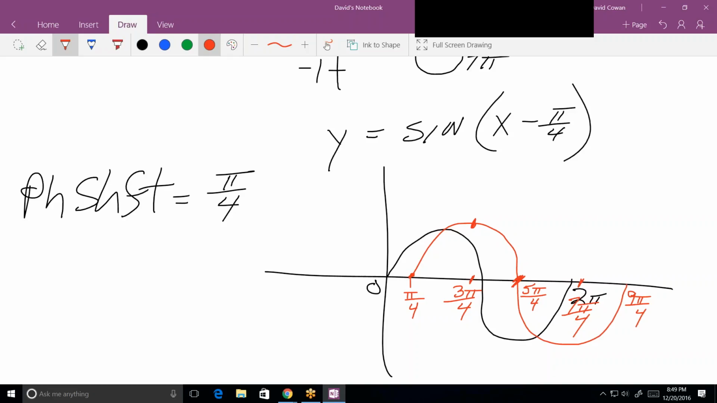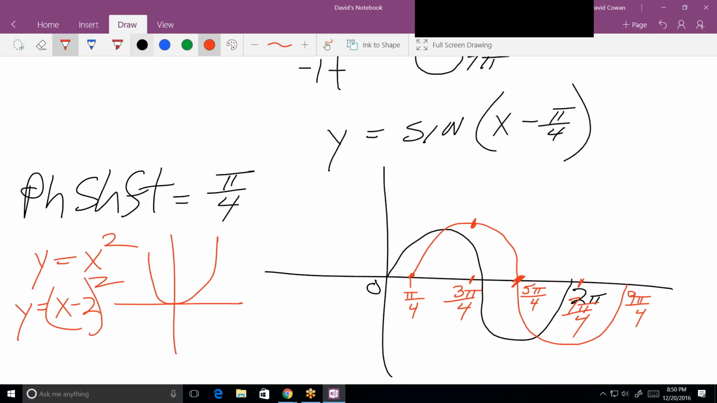That's what horizontal shift does, right? In other words, if I graph y equal x squared, it looks like this. But I put a horizontal shift in there, y equal x minus 2 quantity squared. And it takes that red curve and moves it to the right by 2 units, exactly the same shape curve, like that. Well, that, what we call a horizontal shift with a polynomial, is called a phase shift with a sinusoid function.